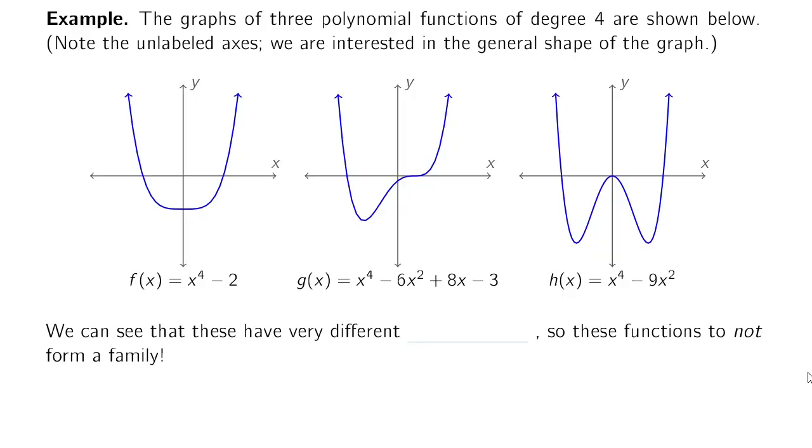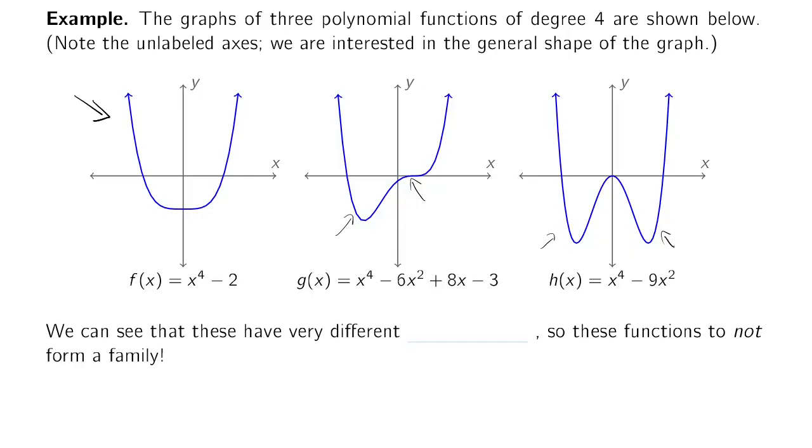These 3 degree 4 polynomials all have graphs that have very, very different shapes. So this one is just kind of a flattish U shape. This one has one big dip and then kind of a place where it levels off. This one has 2 big dips and kind of comes up in the middle.